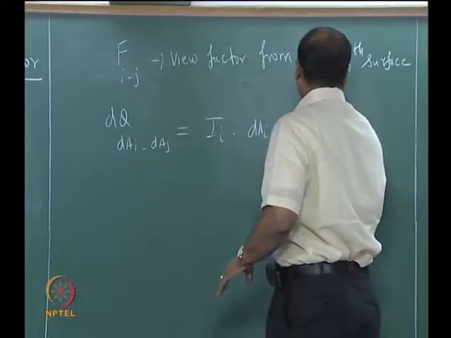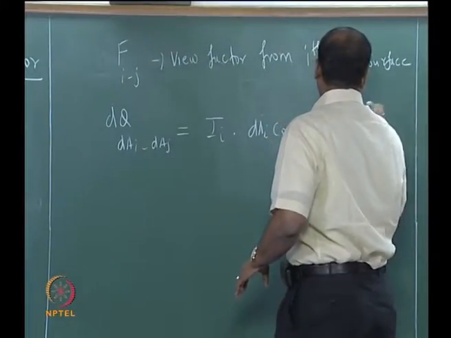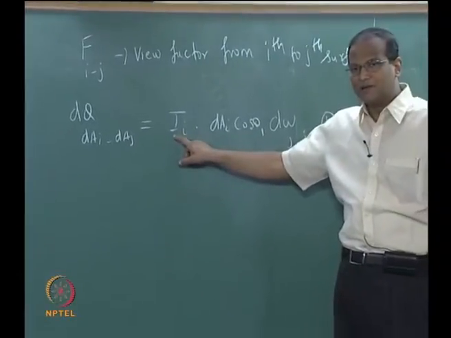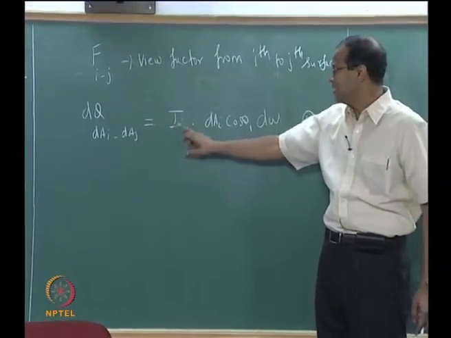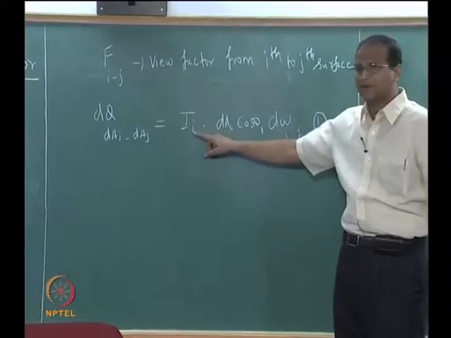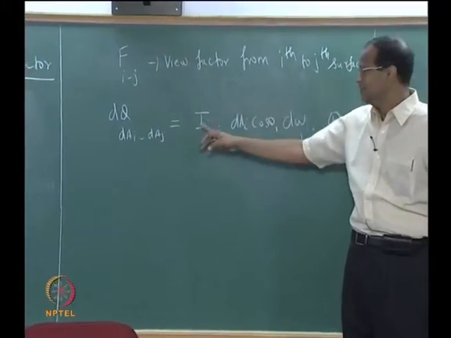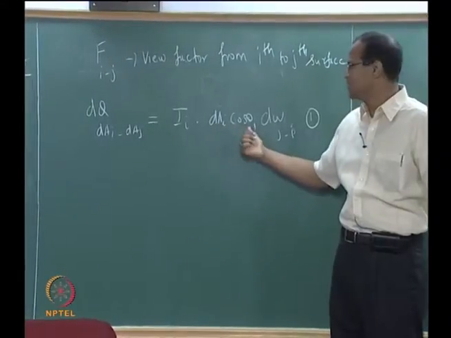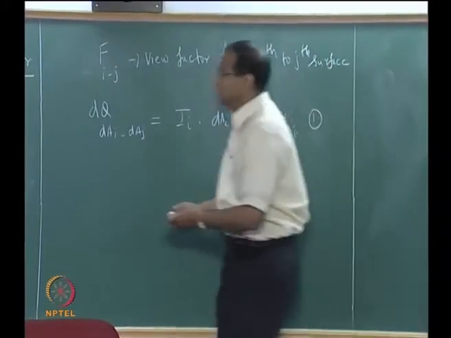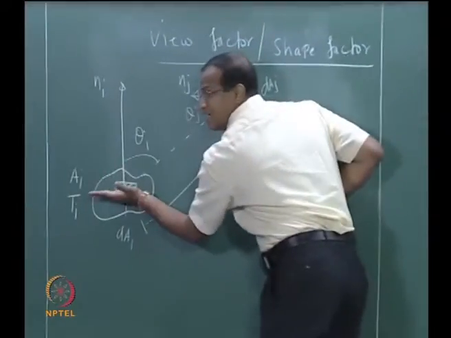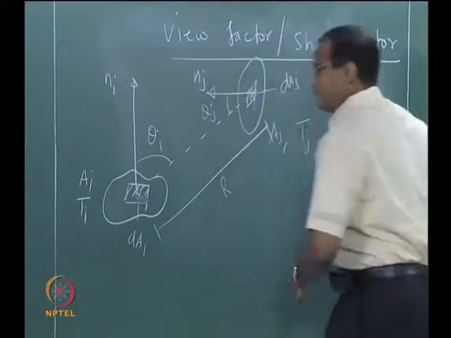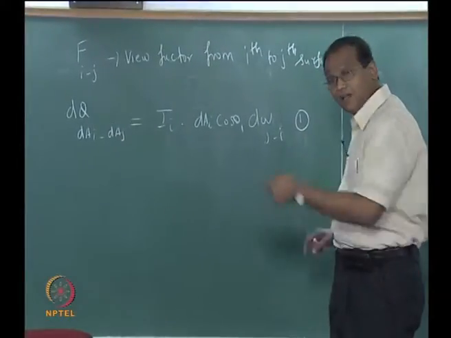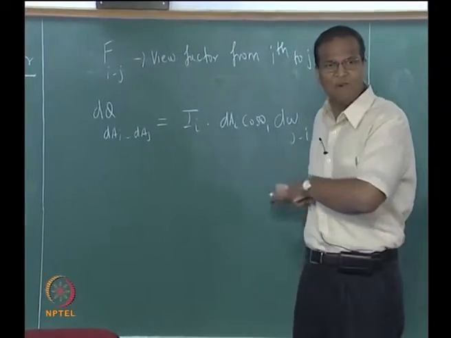d omega, for people who have not followed, I will come again. Intensity in watts per meter square per steradian, multiplied by dAi cos theta to take care of the projected area, because this has to go in this direction. Then d omega ji. Now we can write the expression for d omega, that is the elemental solid angle.